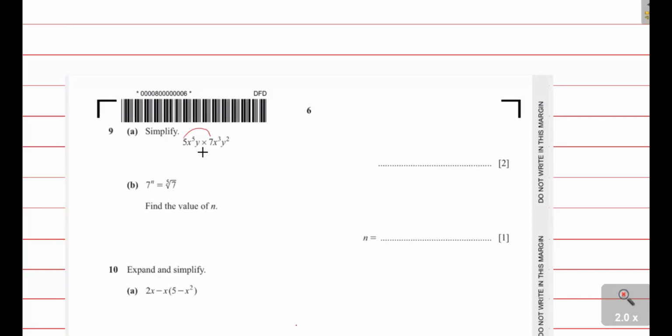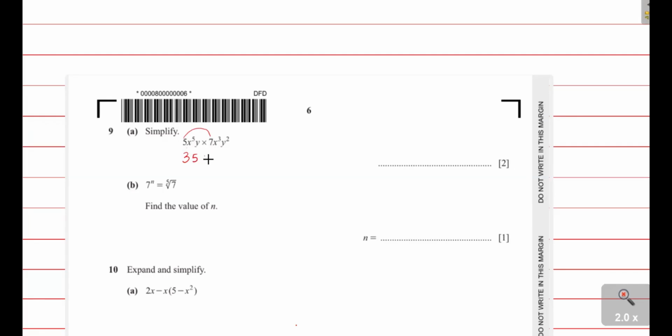Simplify 5x power 5 into x power 5y into 7x cube into y square. Firstly, we will multiply 5 into 7. This value becomes 35. 5 times 7 is 35.